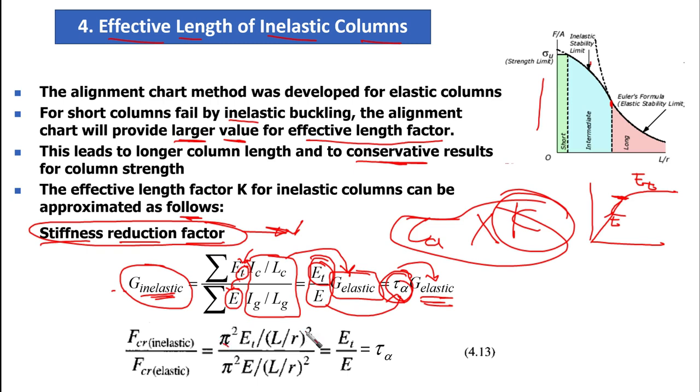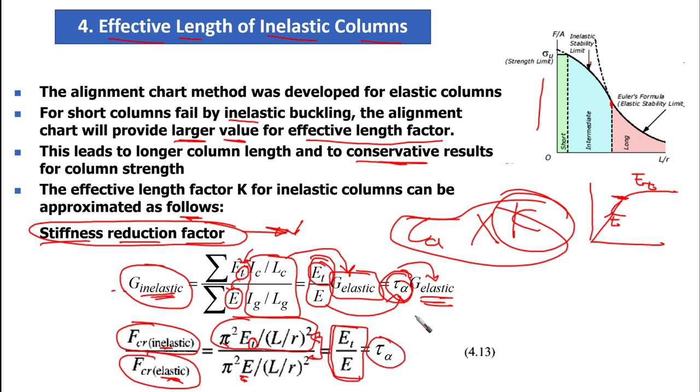Then this numerator is going to be what? Exactly the critical buckling strength in the inelastic range, because we use ET here, right? And the denominator is going to be the critical buckling strength for the elastic case, because we use E, right? So the ratio between the two actually is going to be what? ET over E, right? Which is going to be tau alpha.